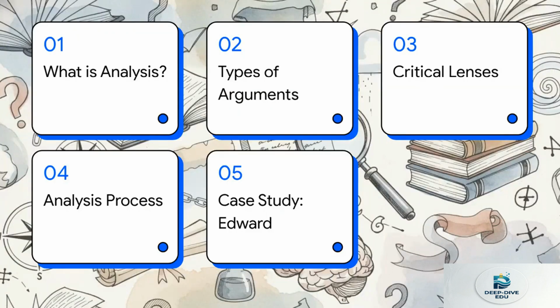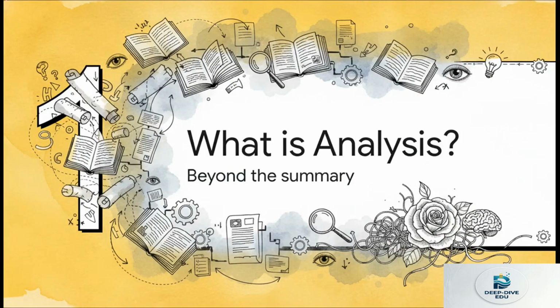Here is our roadmap for today. First, what is literary analysis? Then, 2, 5 types of arguments. 3, choosing your critical lens. 4, the analysis process. And finally, 5, case study Edward the Emu. All right, let's dive right into Section 1.